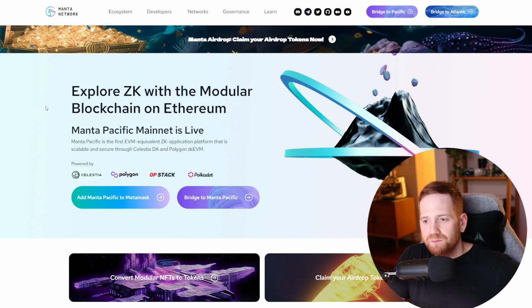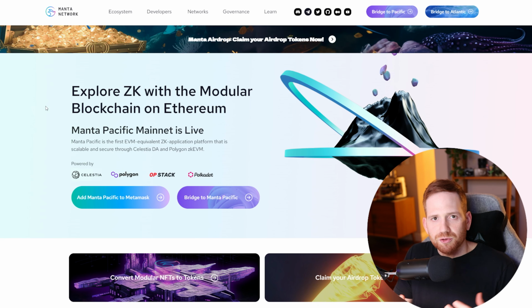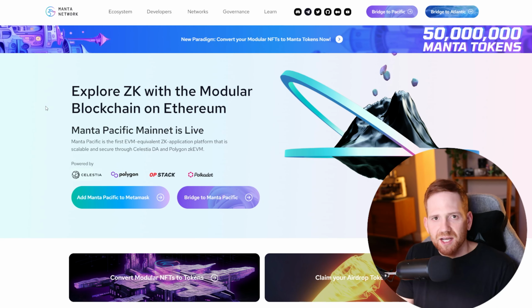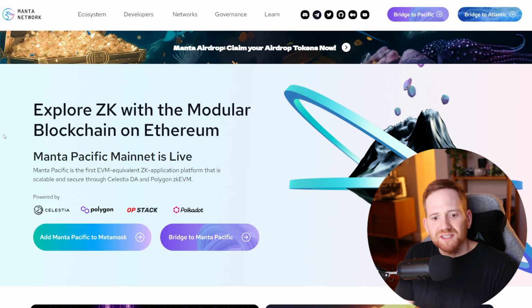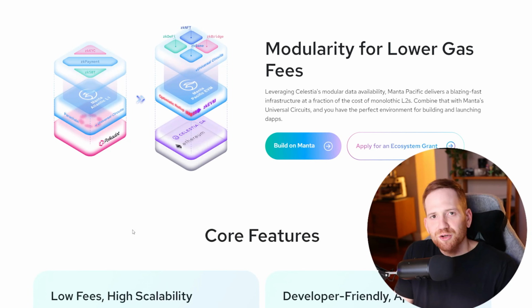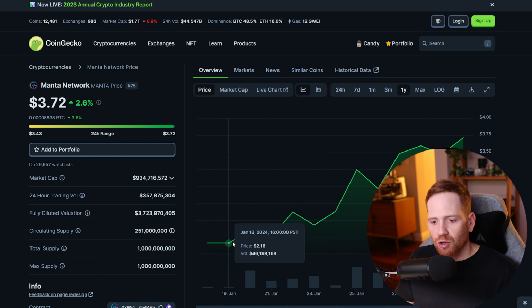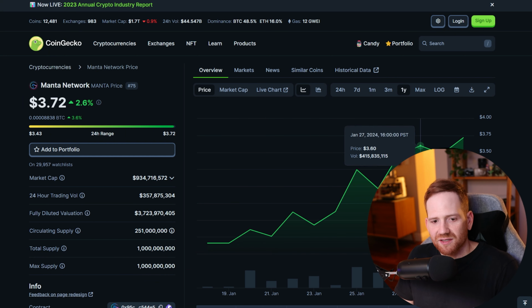If you're looking for some beta exposure, or for something more risk on and a lower market cap for the modular thesis, I would encourage you to look at Manta Network, whose token just went live last week. Manta is a ZK Ethereum layer 2 that's integrated, you can see here, with Celestia, Polygon, Optimism, and Polkadot. By integrating with Celestia, they've already saved millions of dollars on gas, which they've highlighted here, using Celestia for their data availability layer. Manta launched at about $2.16 just a few days ago, and it's already up to about $3.72, making it about a $1 billion market cap already.